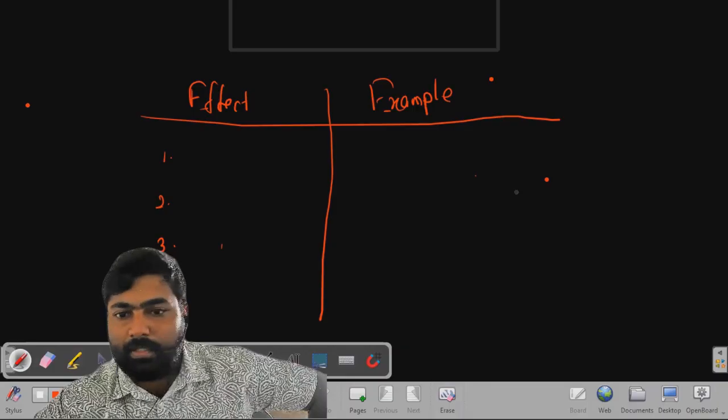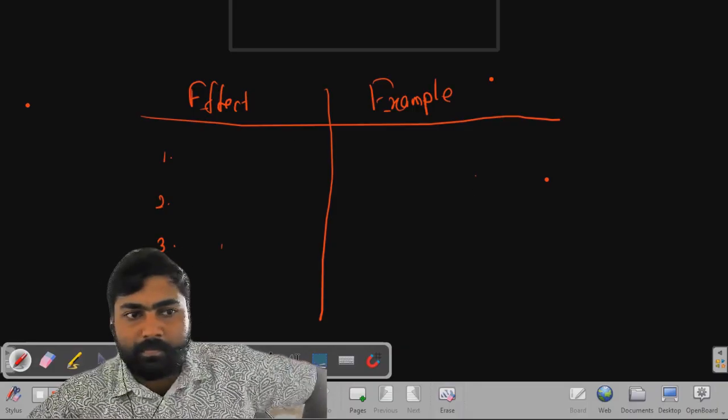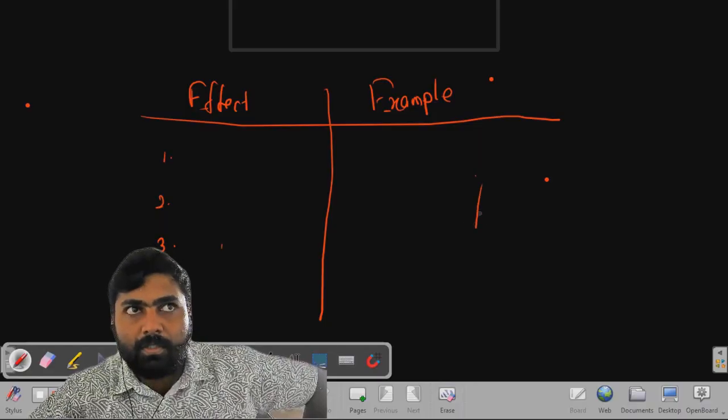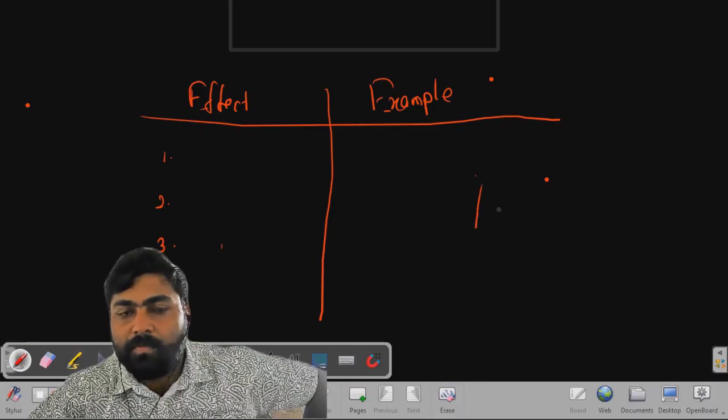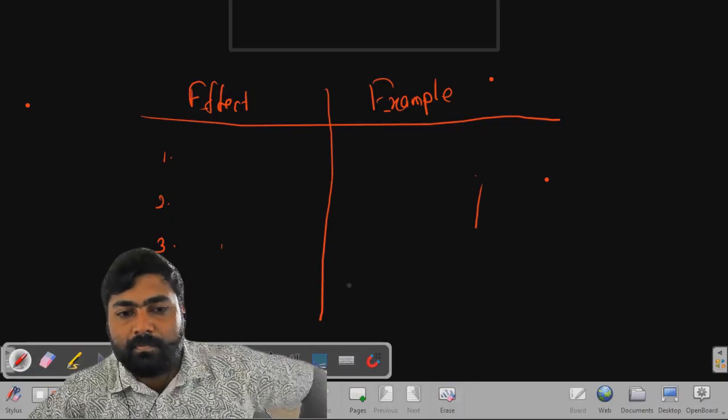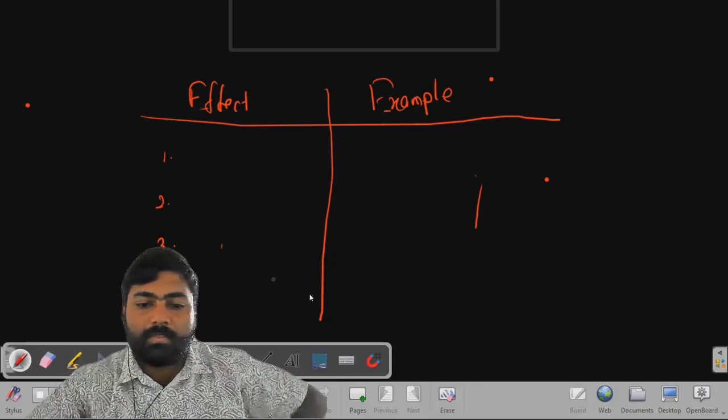But shall I write another example for that now? Okay, sir. Write like this: change the direction of a ball when someone hits it.